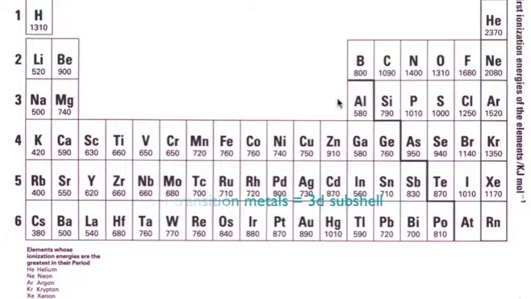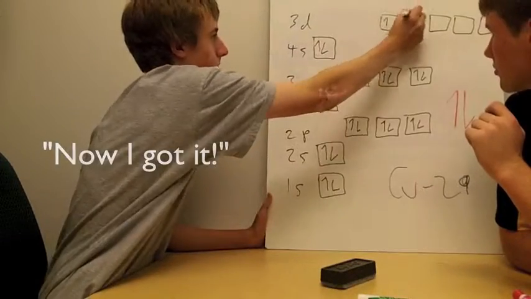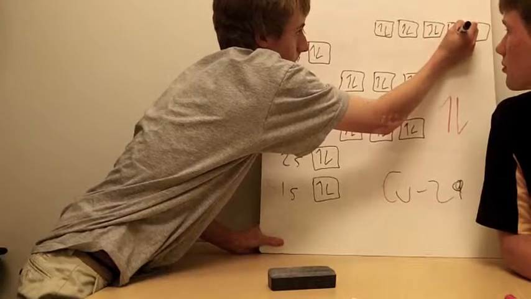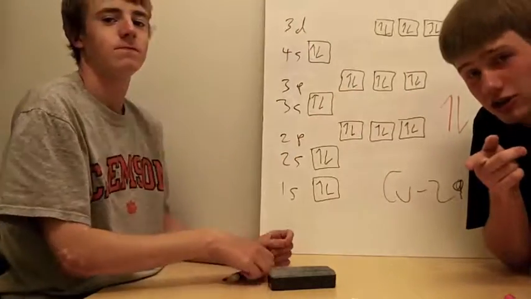But because they are further to the right on the periodic table than the 4s subshell, they are a higher energy. That's how you do electron configurations.